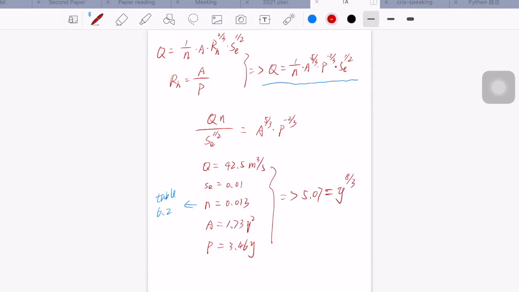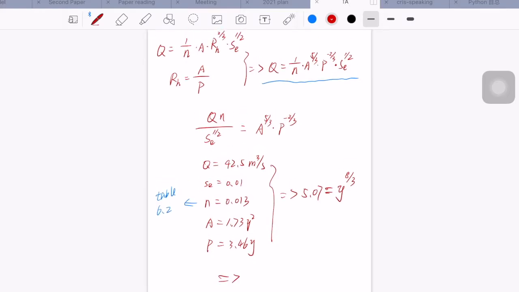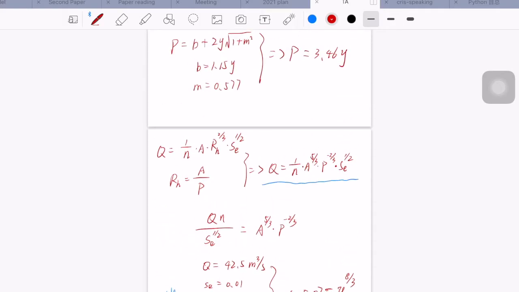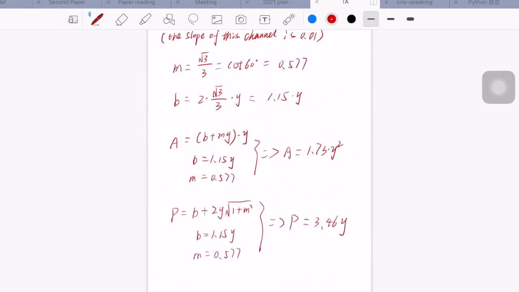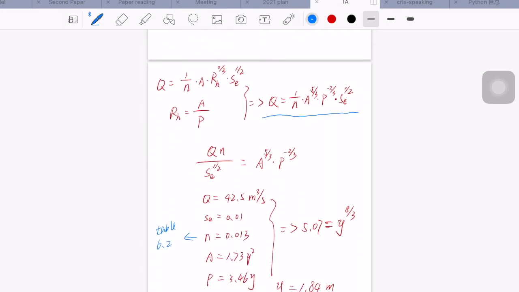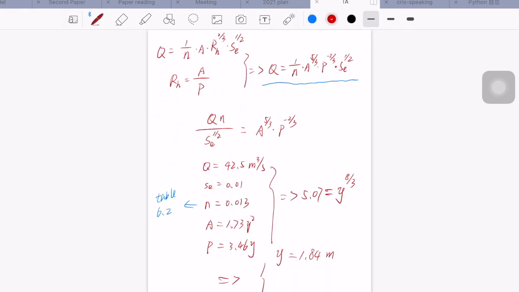So we can get that the Y equals 1.84 meters. And according to this equation, we can get that the B equals 2.12 meters. So we have done this problem.